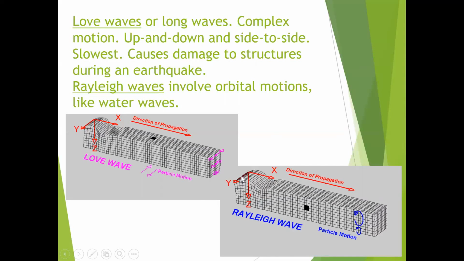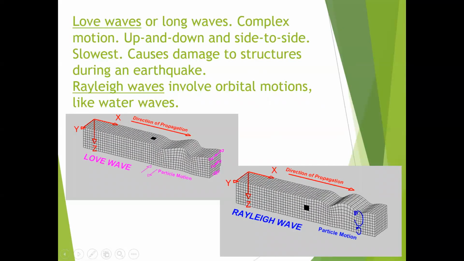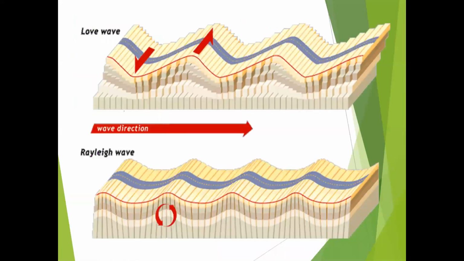Now the Rayleigh waves are going to be orbitals. They're going to be moving in a circular pattern, almost like that water wave motion again. So here's another image for you guys too. We're moving up and down, then we're also moving side to side. And in the Rayleigh waves, we have that circular motion.